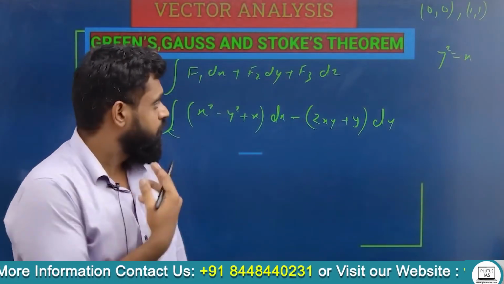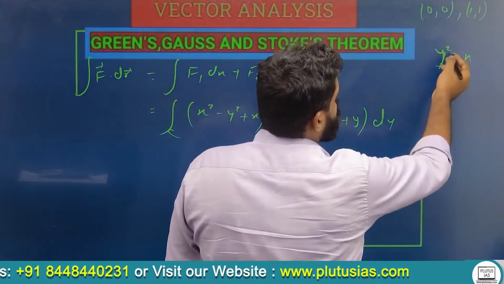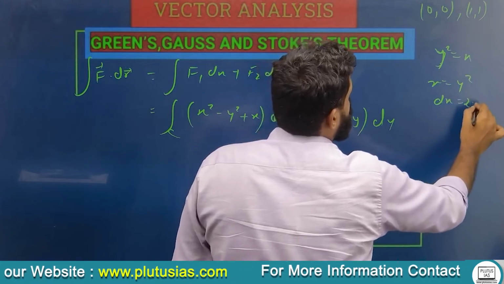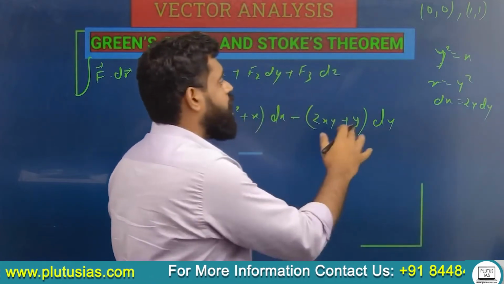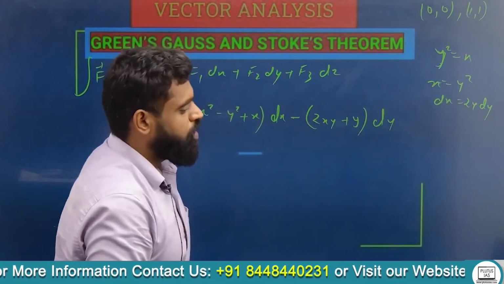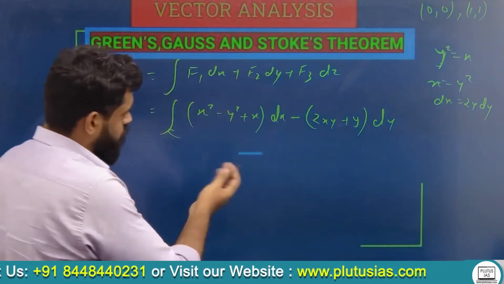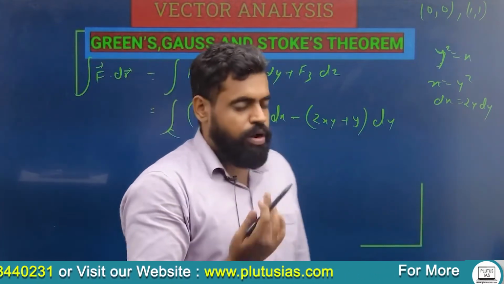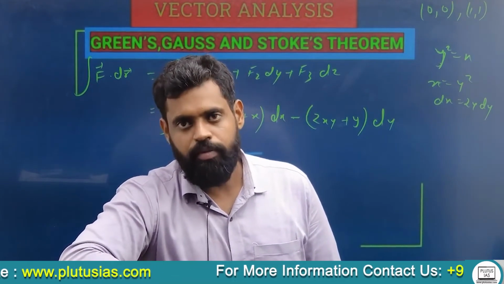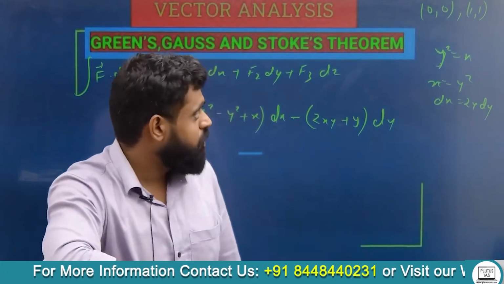So there are many ways to solve this problem. You can clearly solve it using a line integral. You can put x equal to y square and dx equal to 2y dy, and integrate with the limit of y from 0 to 1. So you can solve in that way and get the answer, or you can use the parametric form. That is what I prefer. Converting it into a parametric form is the easy thing to do.